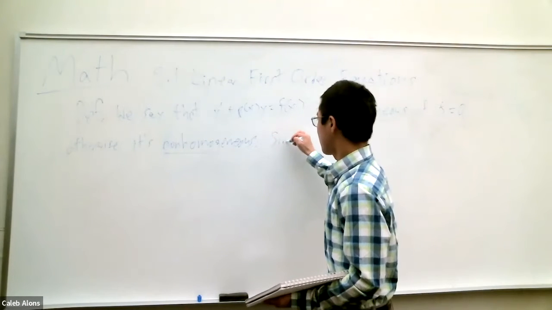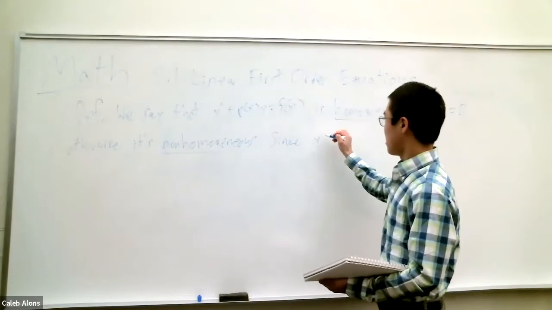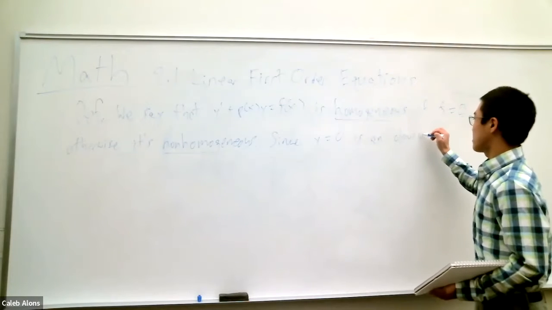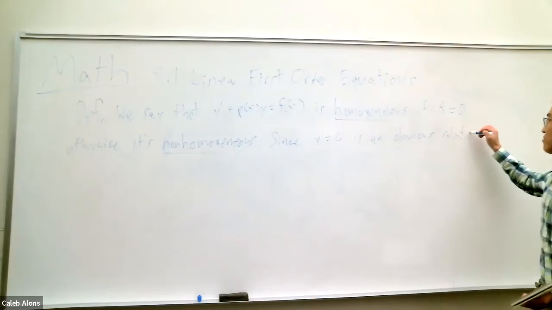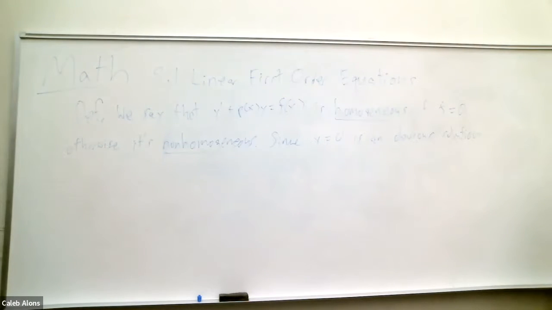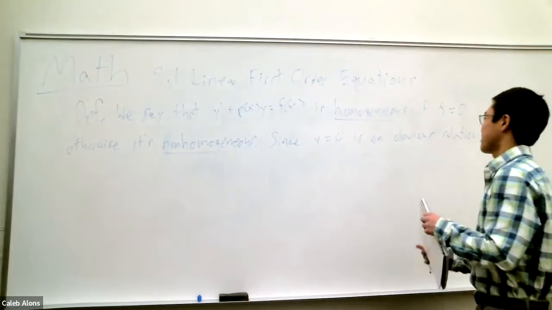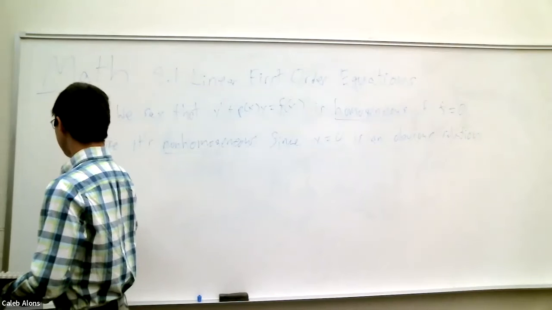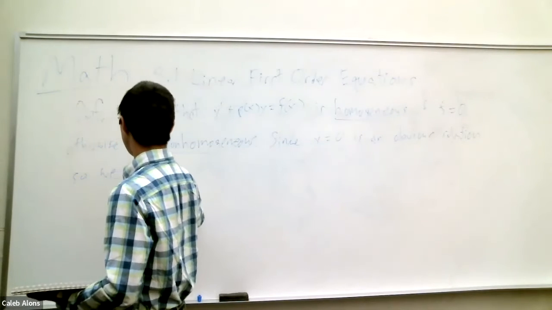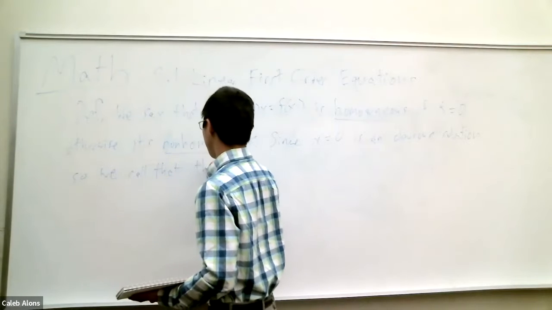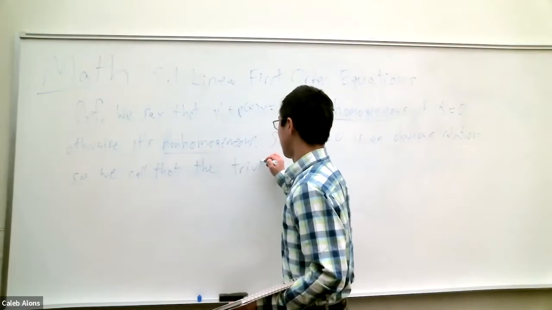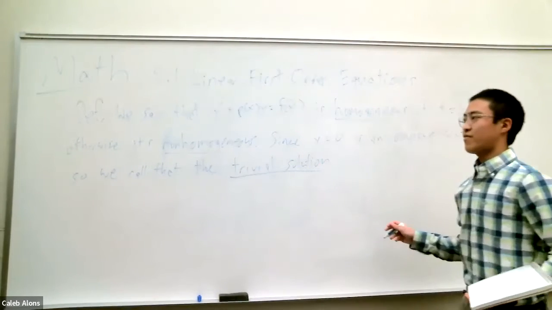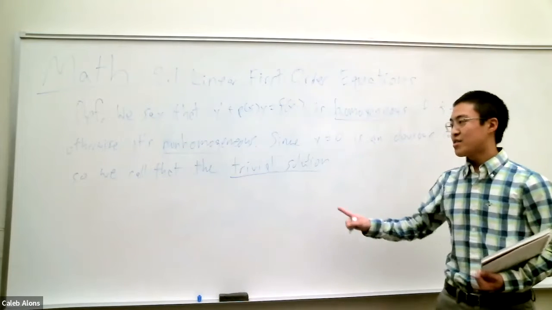Since y equals 0 is an obvious solution, and that was hinted at earlier when I was joking around with Dr. Light saying y equals 0, y equals 0, it's an obvious solution, and so we call that the trivial solution. Okay, so the point of today is we're gonna learn how to find non-trivial solutions.